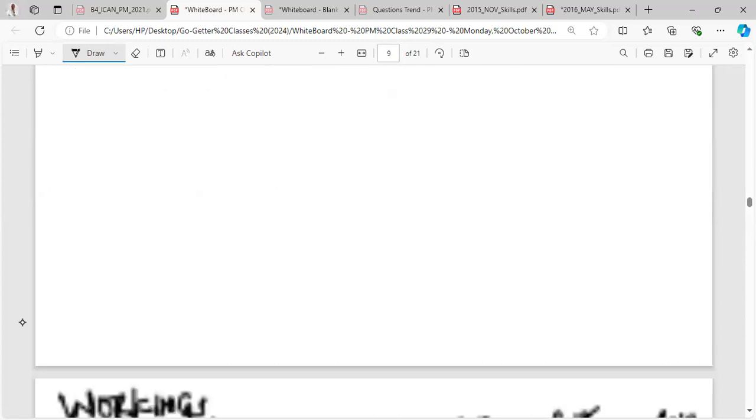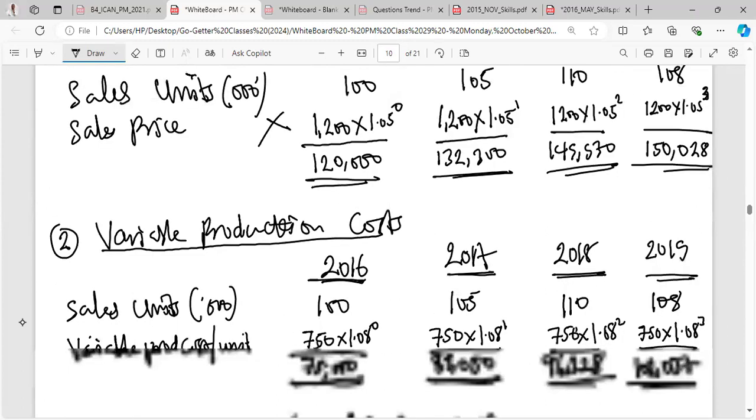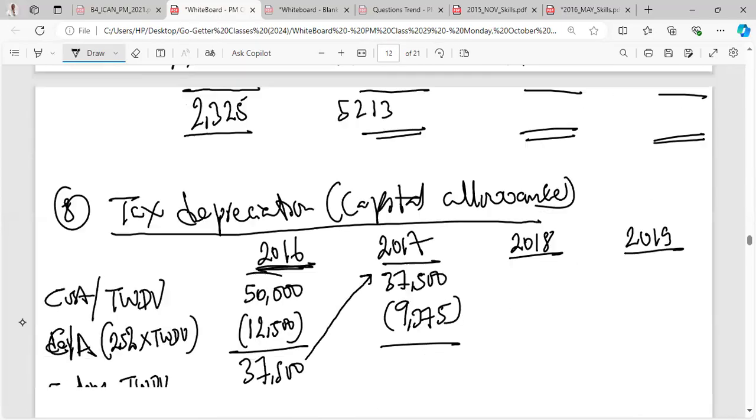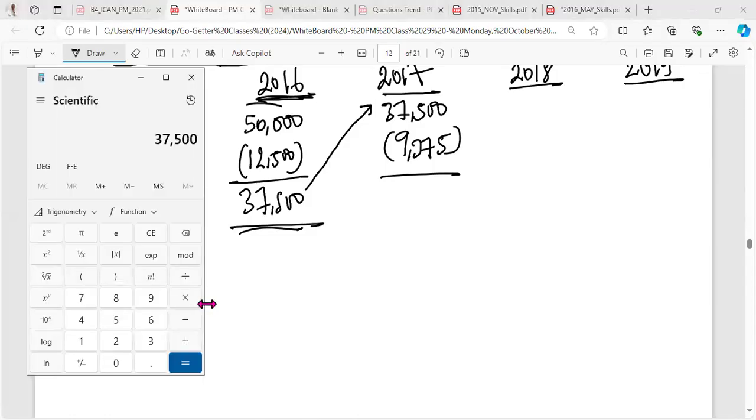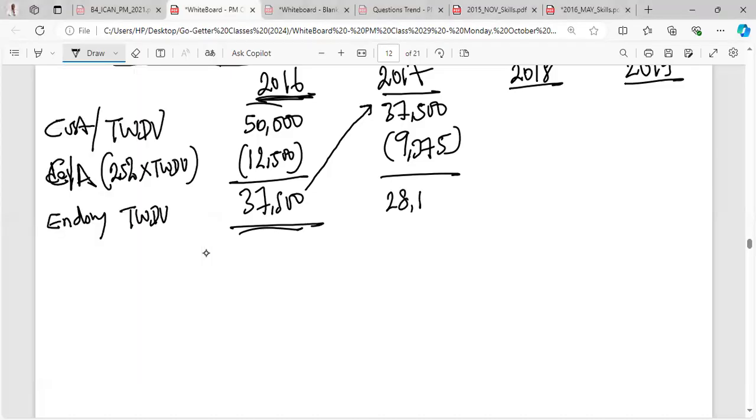So come back again, and let's finish this capital allowance story. We have 37,500 minus 9,375. That gives me 28,125. So we take it straight up again. Why are we taking it up? Our ending balance for last year is the beginning balance for this year.